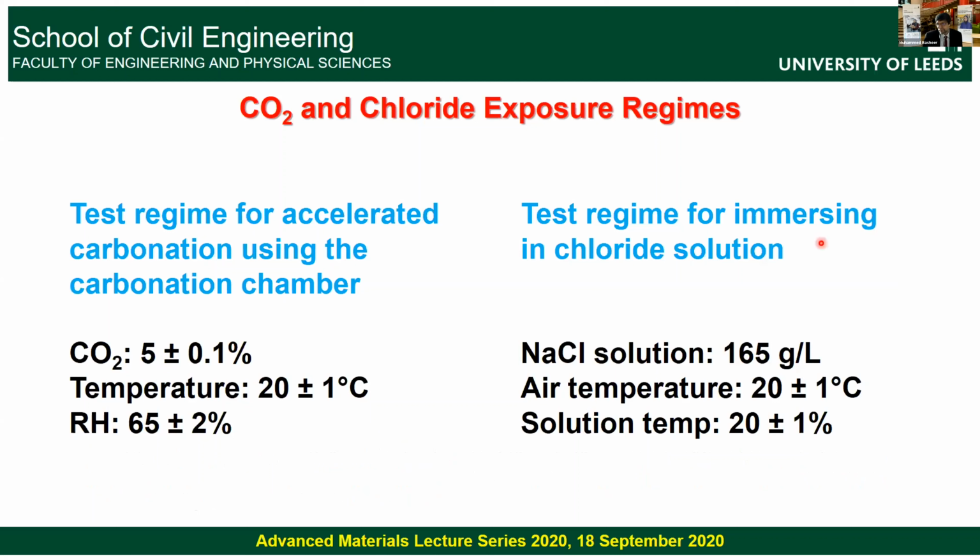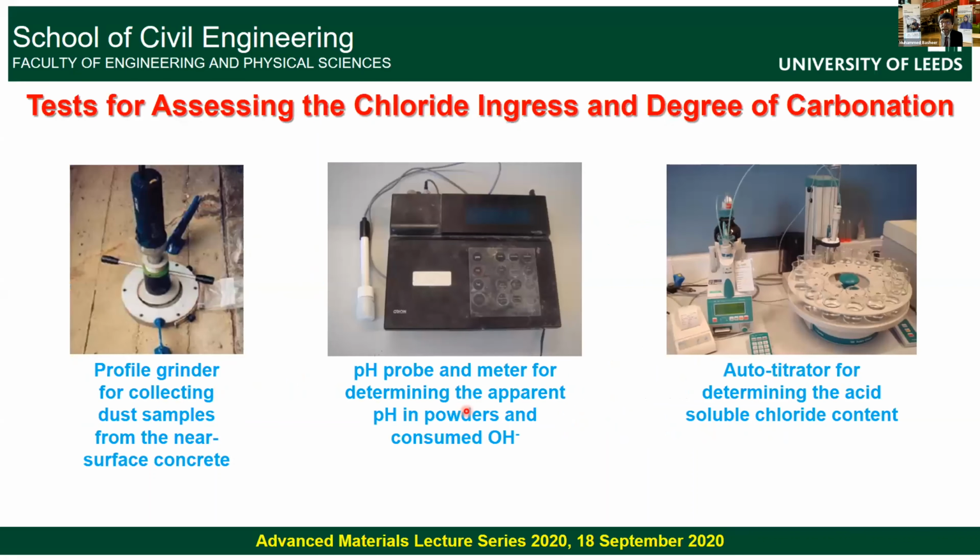In the case of chloride immersion, the chloride solution was prepared with this kind of concentration, 165 grams per liter, and the air temperature was 20 degrees and the solution temperature also was 20 degrees. So this is to control all of the experimental investigations during our study. And this slide shows some of the test techniques themselves.